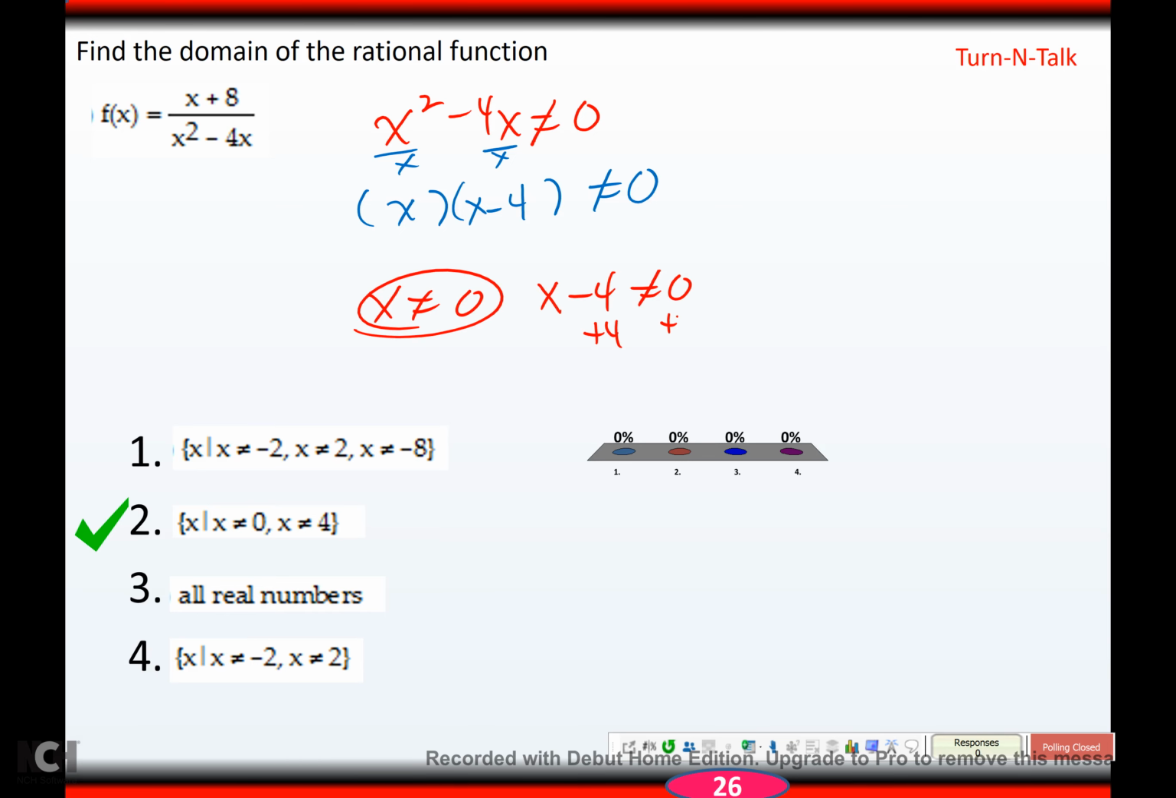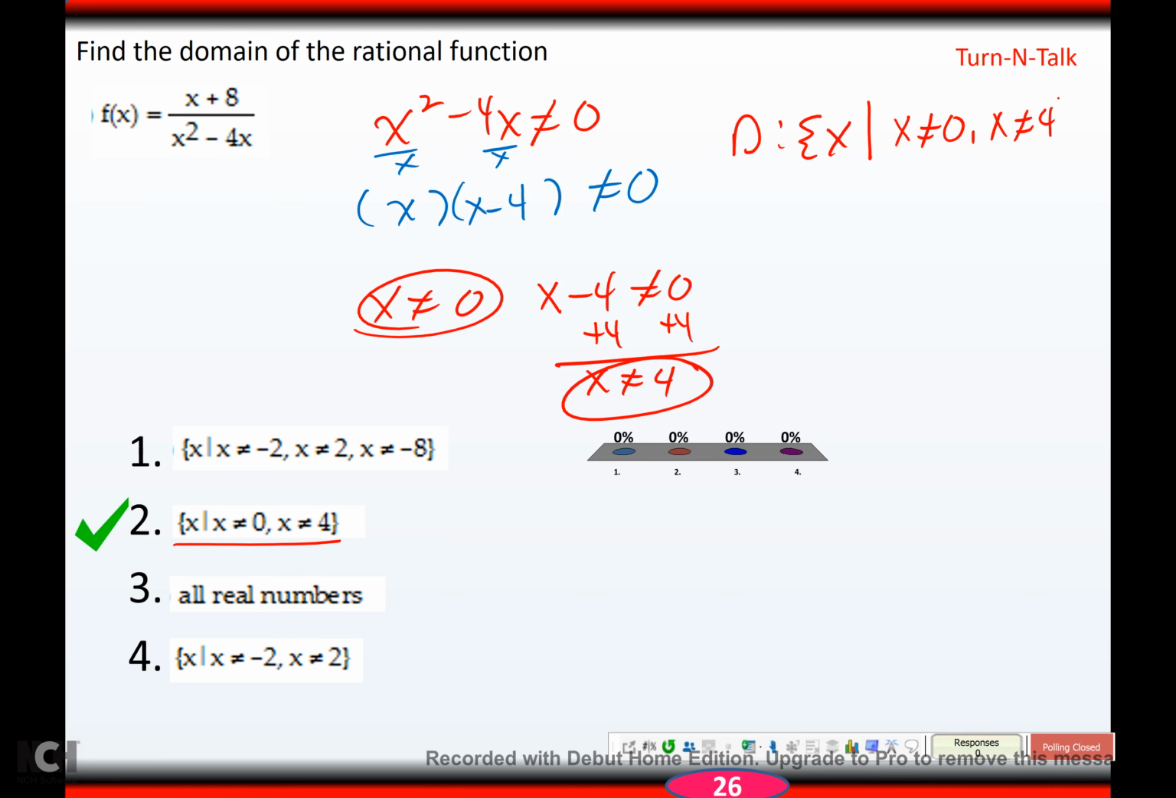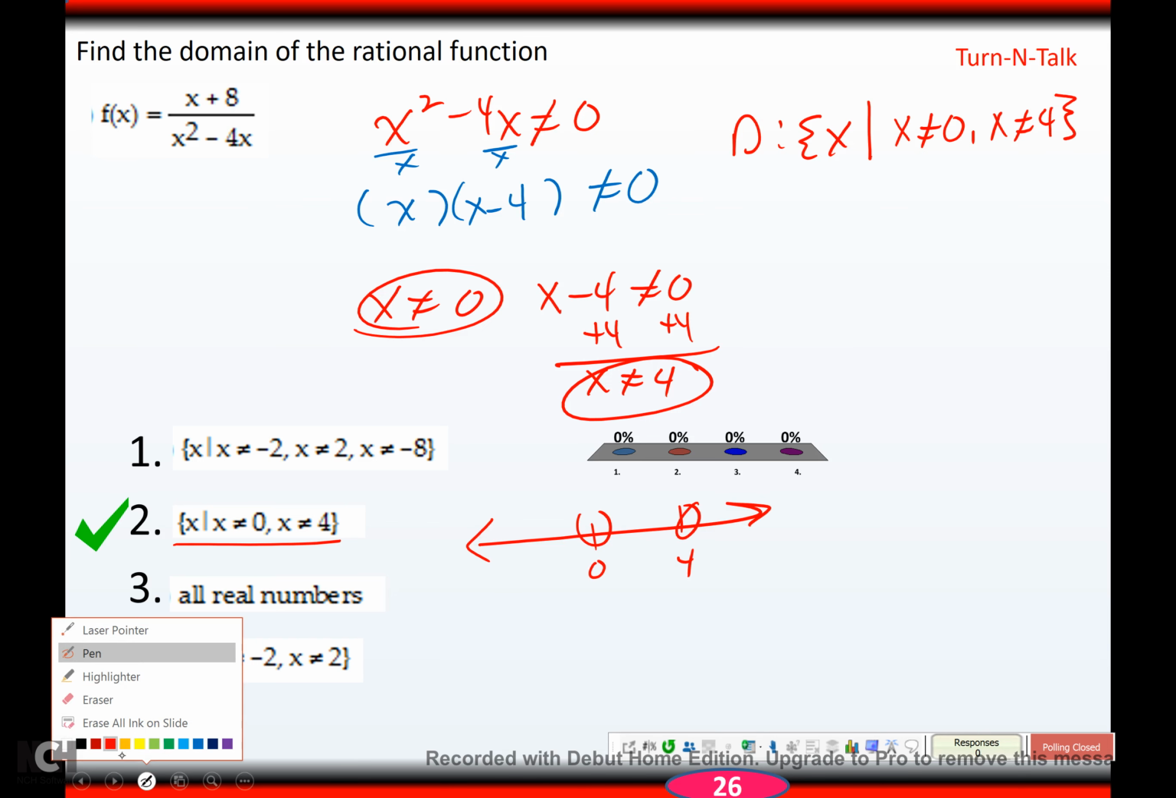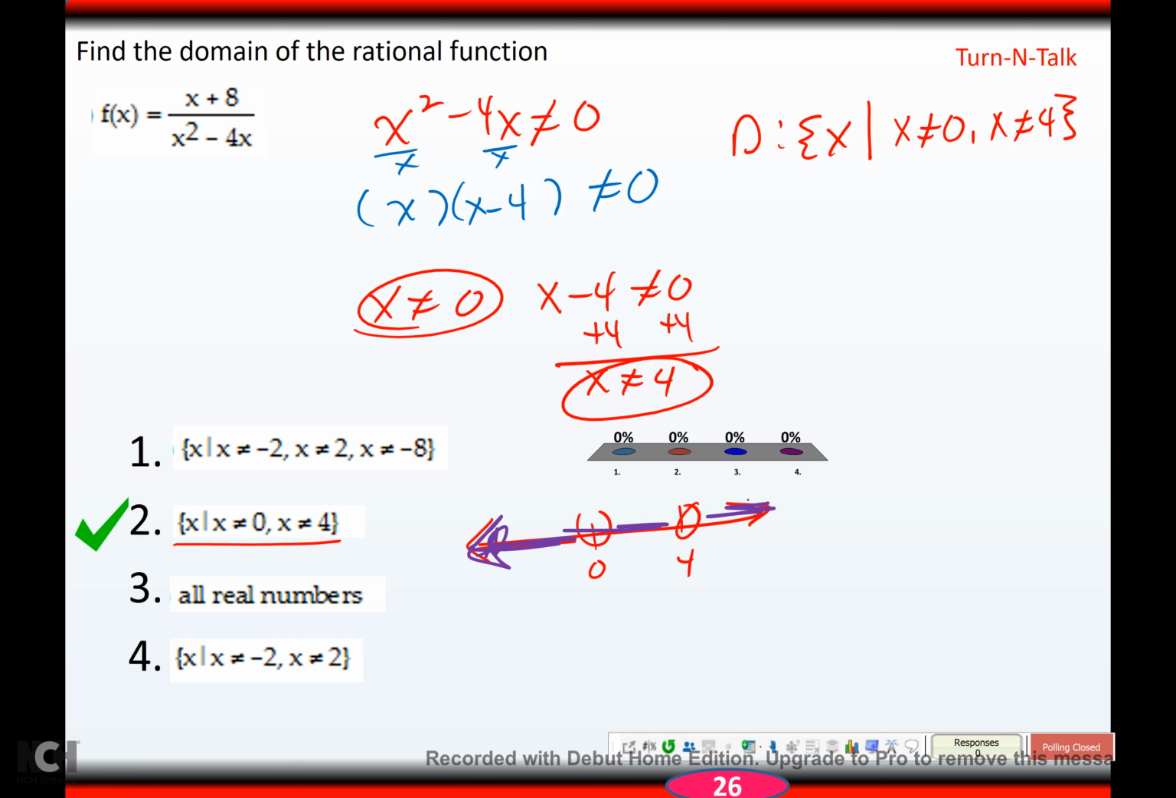This one, add 4, x can never equal 4. So if I set it up in their notation, my domain is the set of all x such that x can never equal 0 and x can never equal 4. If you do it in interval notation, at 0 and at 4 you're going to have jumps, which means everything else works except for 0 and 4.